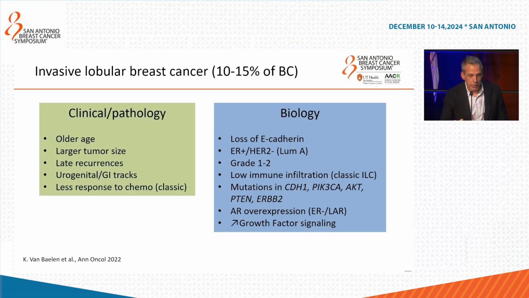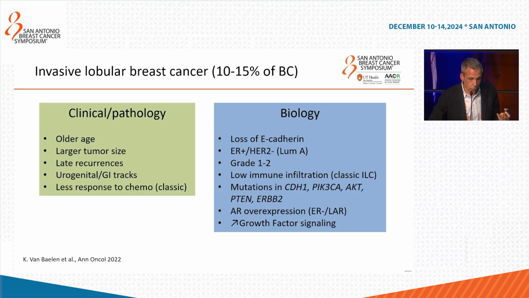So we're talking about lobular breast cancer. I'm sure that everyone here knows what lobular breast cancer is. We know that about 10 to 15% of breast cancer patients have this histotype. You know that there are differences in terms of clinical pathology and biology. For instance, in clinical pathological characteristics, those patients are older, they have larger tumor size, they tend to recur late, and they have this bizarre pattern of relapsing, and also they respond less to chemotherapy. In terms of biology, we know that the loss of E-cadherin is the key element in lobular breast cancer.